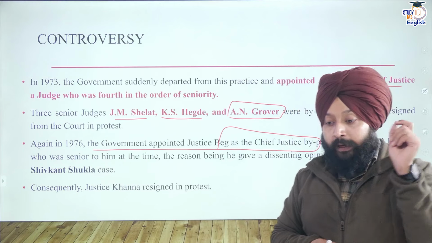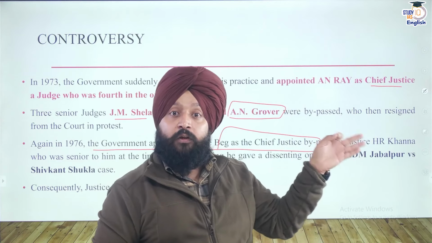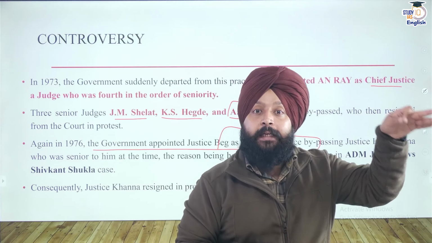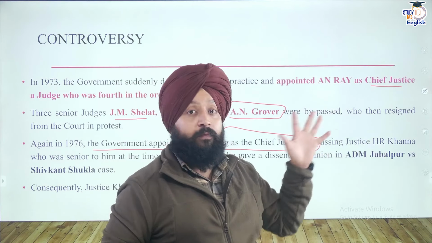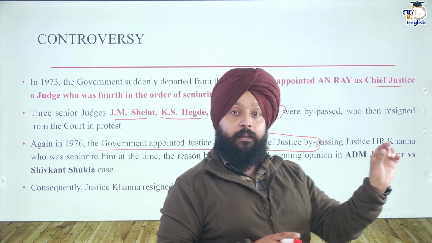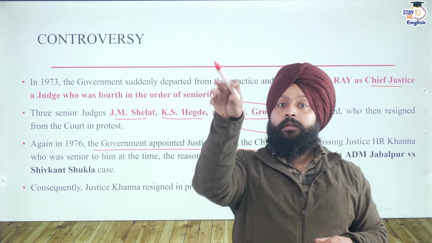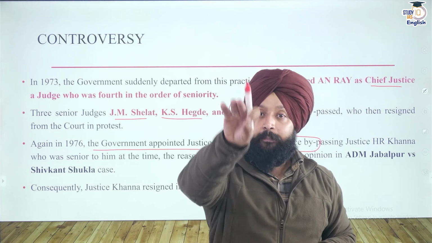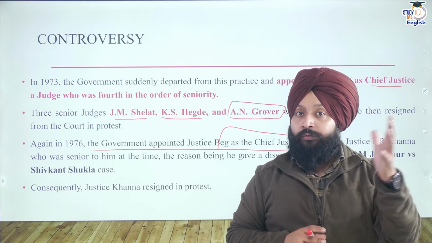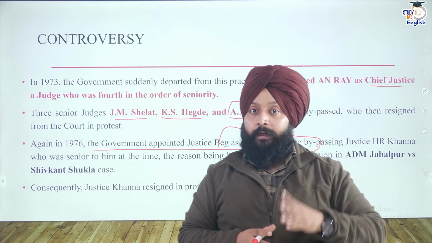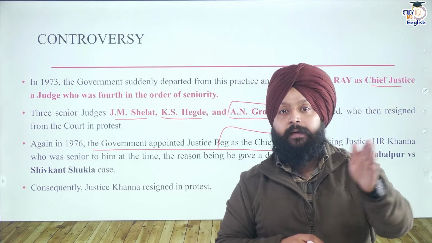Now, the government also had its qualms against Justice H.R. Khanna because Justice H.R. Khanna was the judge who gave a dissenting opinion in a very famous judgment by the name of ADM Jabalpur versus Shivkant Shukla. Now, this judgment was given in the wake of national emergency. At that point of time, the government was imprisoning people. The government was incarcerating people on the grounds of detention order. So emergency was in force. Article 21 was suspended. So the government was issuing detention orders and it was incarcerating people left, right, and center.